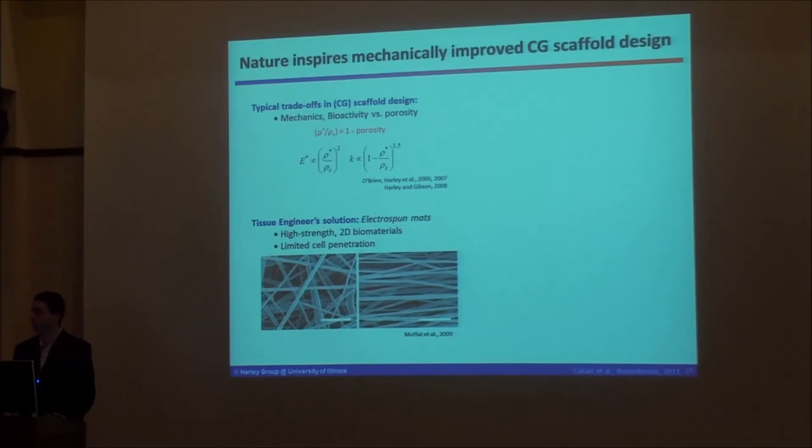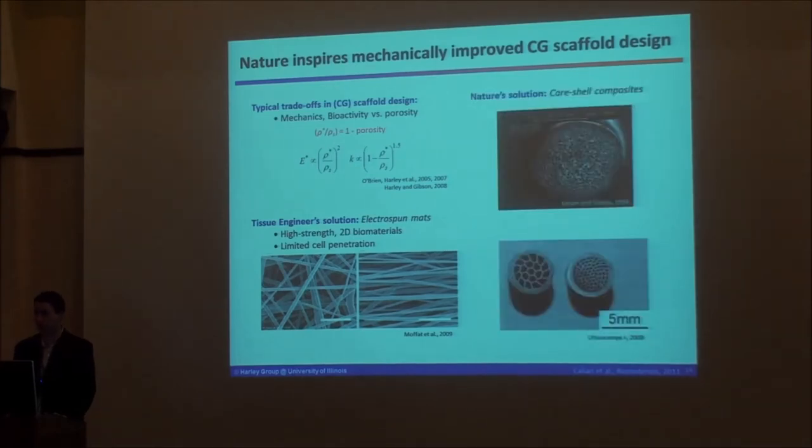And so nature's solution to this type of problem where you need a material that's going to be lightweight and porous but still very strong is a core shell composite. And so this is a cross-section of a porcupine quill right here, and this is a cross-section of some copper tubing, but really the result is the same. You have this highly porous, low-density core surrounded by a dense shell. So you see this type of setup in plant stems also, where you need a highly porous core in order to promote water and nutrient transport, but at the same time, you don't want that material to buckle. And so that outer shell gives it some nice mechanical integrity. And so we figured we could do the same thing with our materials.